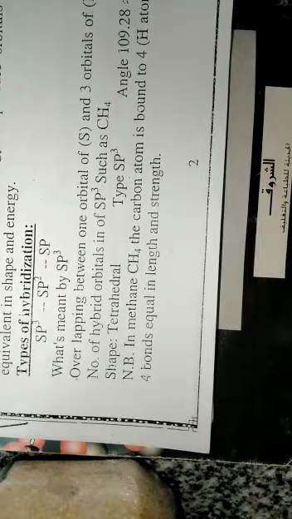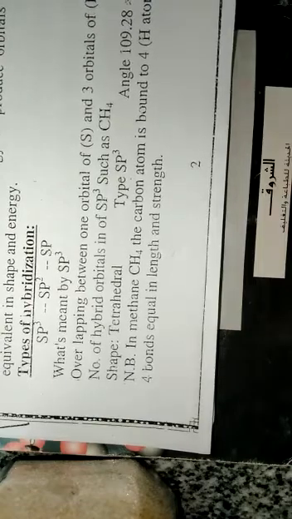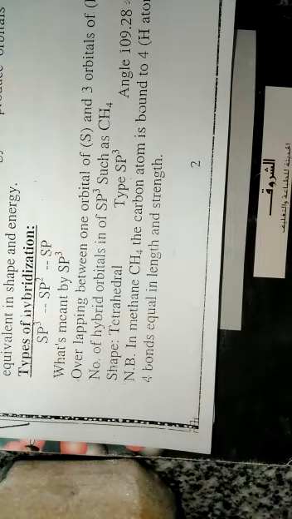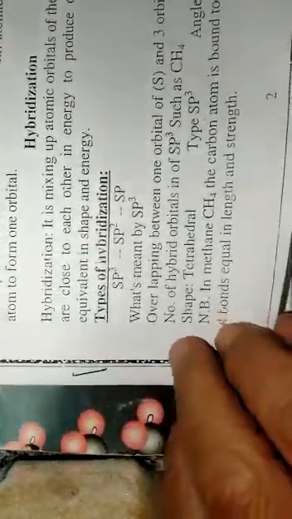What's meant by hybridization? Overlapping atomic orbitals of the same atom which are close in energy to produce orbitals which are equivalent in shape and energy. What's meant by sp3? Overlapping between one orbital in S with 3 orbitals in P. So the number of hybrid orbitals is 4, type sp3, such as CH4.